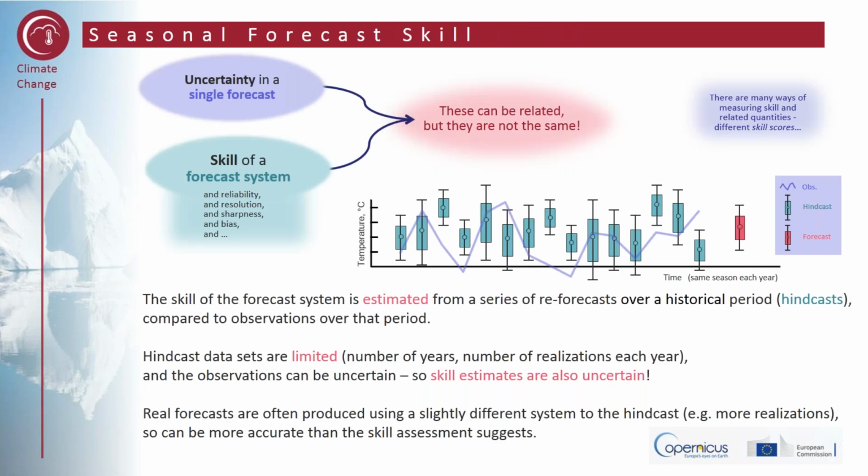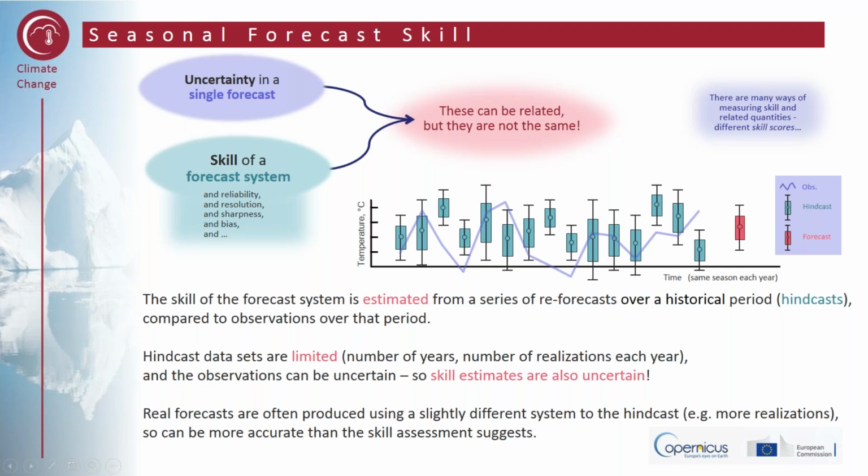So seasonal forecast skill is quite a large and complex area of statistics, and I don't want to go into it in a huge amount of detail. It's just important that we understand that the uncertainty in a single forecast and the skill of the forecast system are related, but they're not really the same thing. There's lots of different ways of measuring skill. There's lots of related quantities like reliability and resolution, sharpness and bias, and many others.